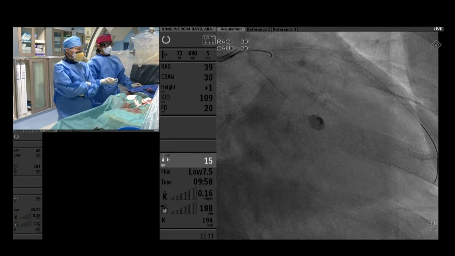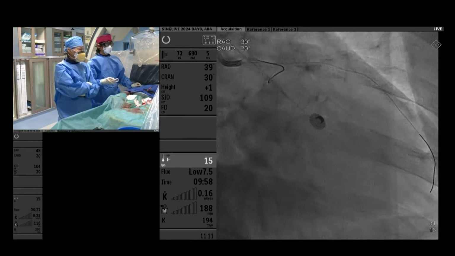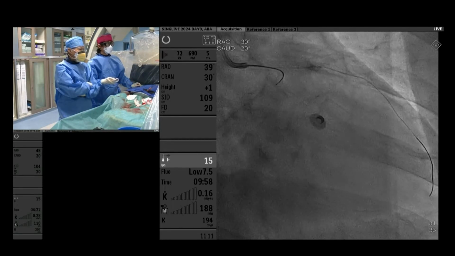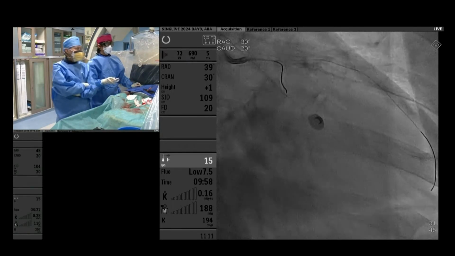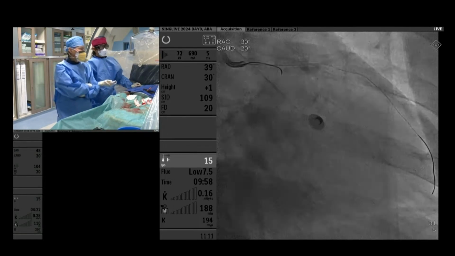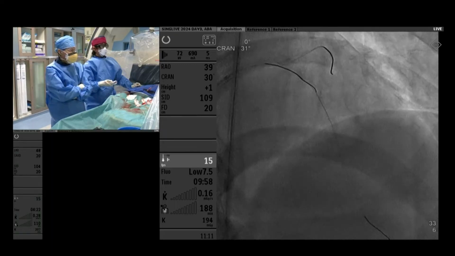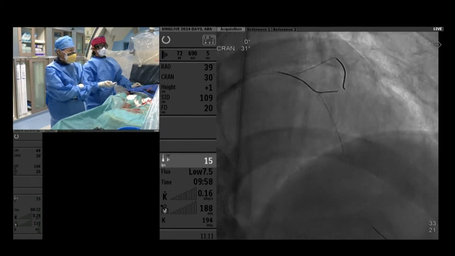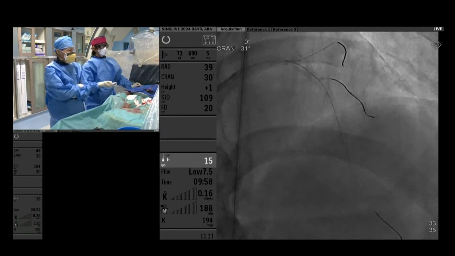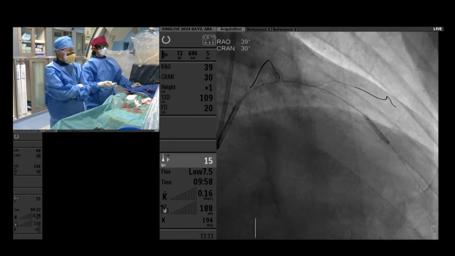So this is the wiring of the circumflex, the quarter view. It's a 7 French guide, EBU 3.5. Okay, yeah. And this is the wiring of one of the larger diagonals that we thought we would protect, just provisionally. What are your wires?